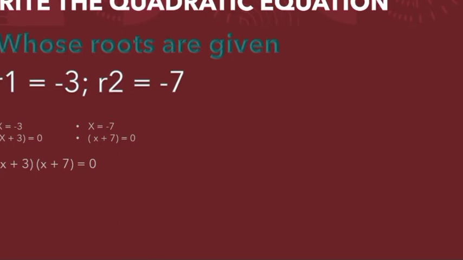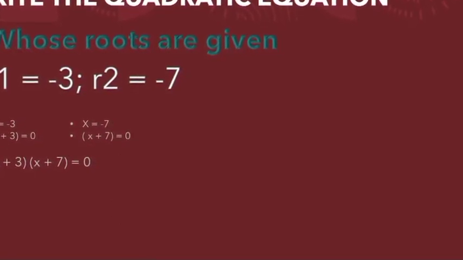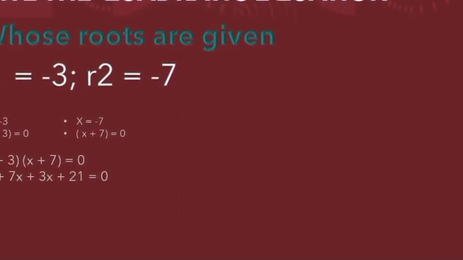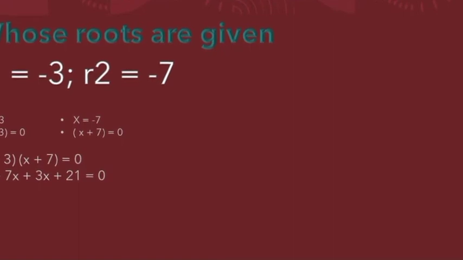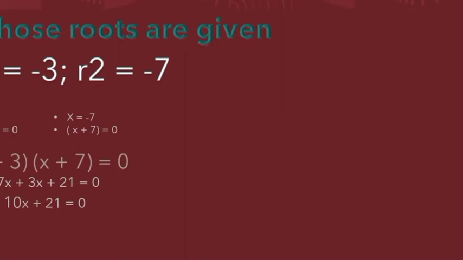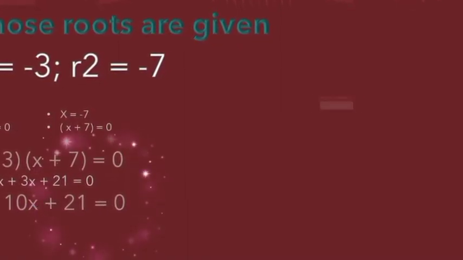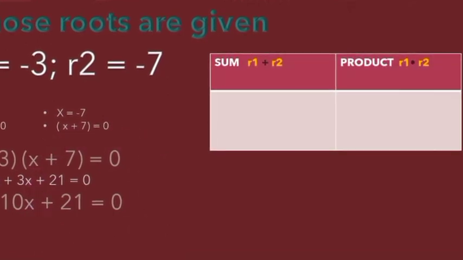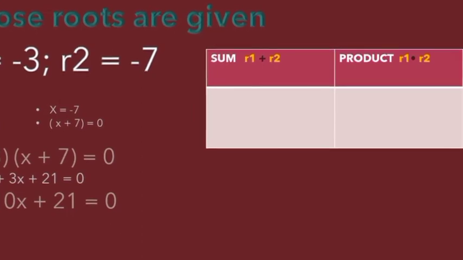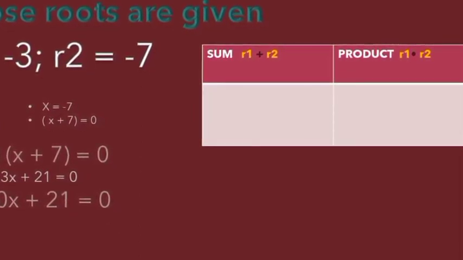So, using the FOIL method, we will get x squared plus 7x plus 3x plus 21 equals 0. Then, the quadratic equation whose roots are negative 3 and negative 7 is equal to x squared plus 10x plus 21 equals 0. Pwede rin natin mahanap ang ating quadratic equation by getting the sum and the product of the roots. So, ang roots natin ay negative 3 and negative 7.